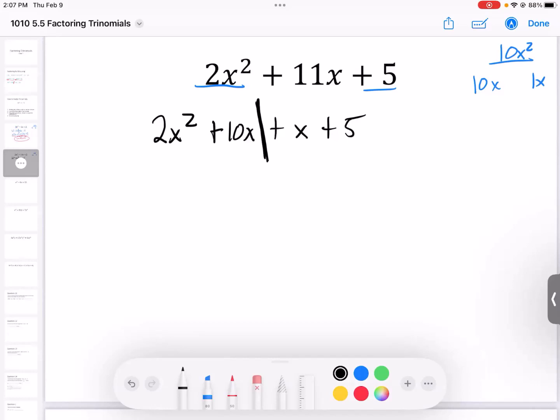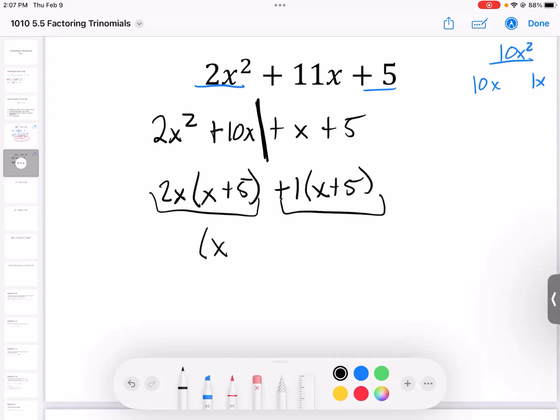All right, so in the first group, we have a 2x in common. And when I factor out a 2x, I get x plus 5. In the second group, there's nothing in common there. So we'll say there's a positive 1 because anything can be divided by 1. And we get x plus 5 as well. Then these two terms have an x plus 5 in common. So I'll do x plus 5 times 2x plus 1. And again, if you want to check your answers, you can always distribute these polynomials out and you should get this same answer.